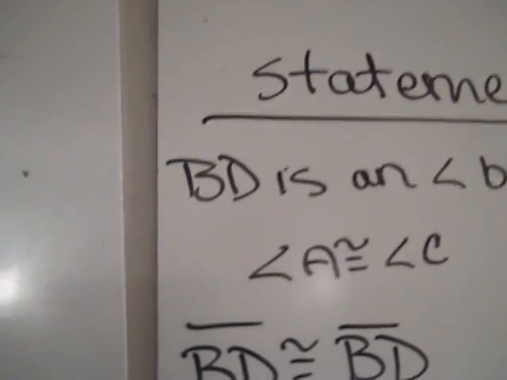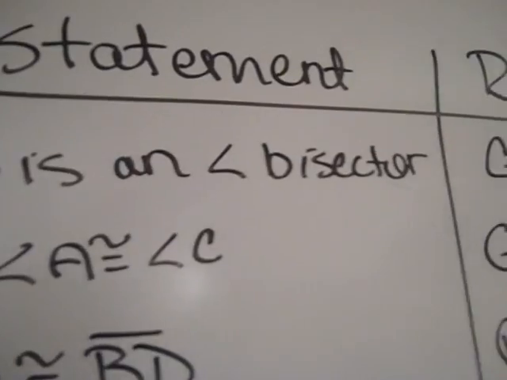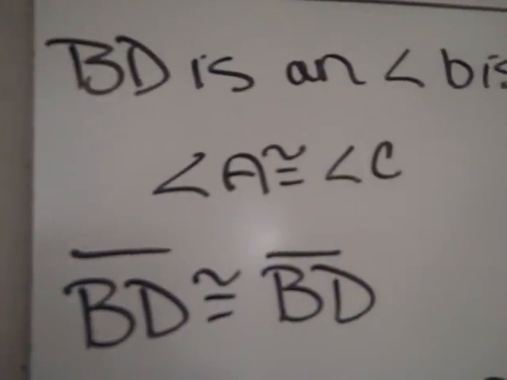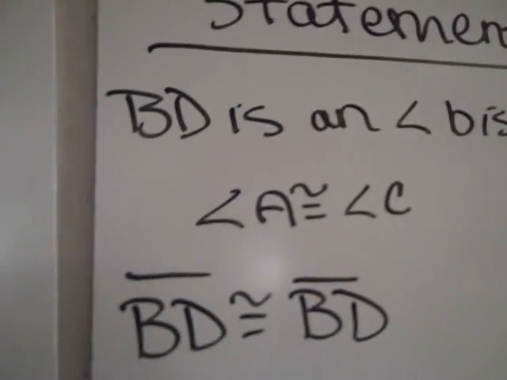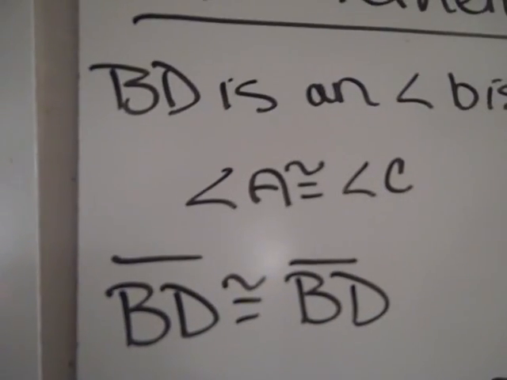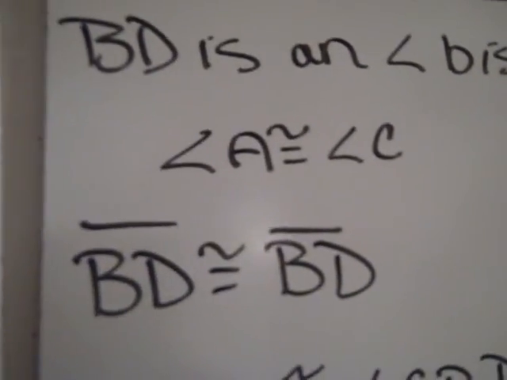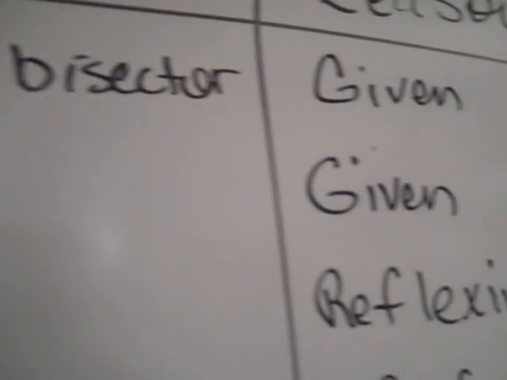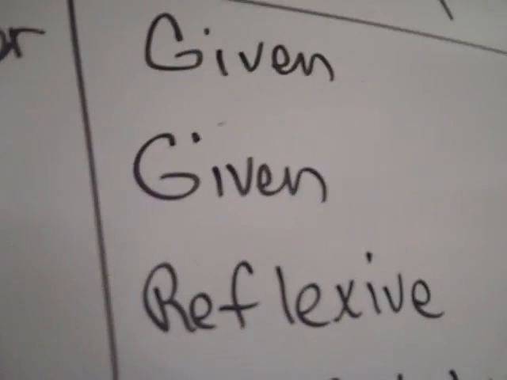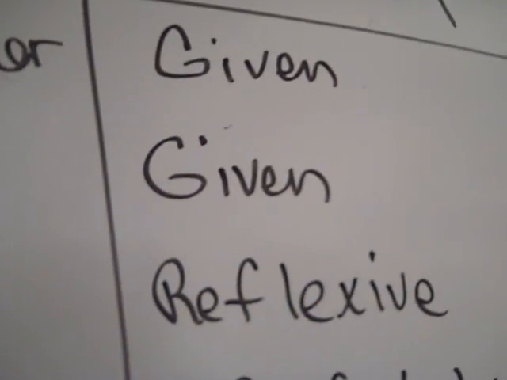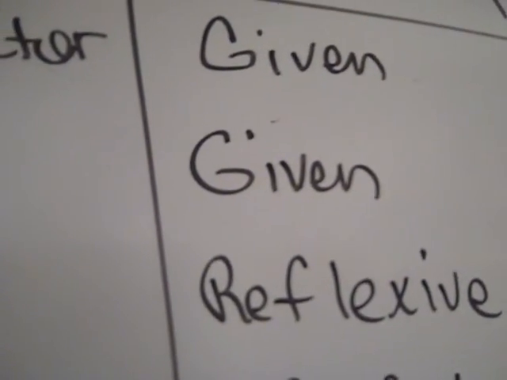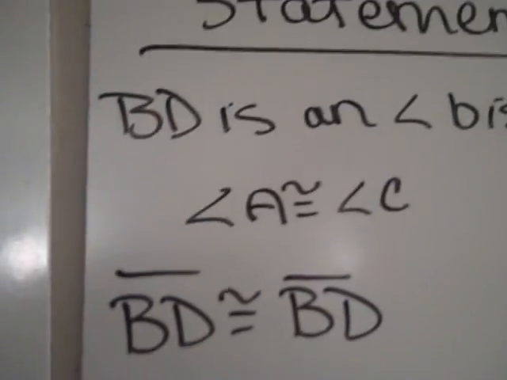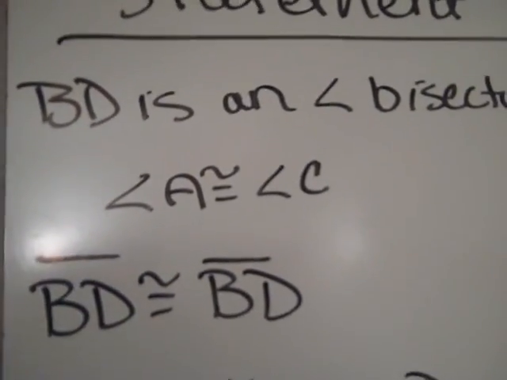And being that they're your first two given statements, they have to be your first two lines of the proof. And in this case, your first line is BD is an angle bisector. The reason is given. And angle A is congruent to angle C. Again, your reason is given. And as we discussed, BD is congruent to BD because it is a reflexive side. As discussed in previous videos, reflexive sides are something that you have to be able to recognize by just looking at the figure.